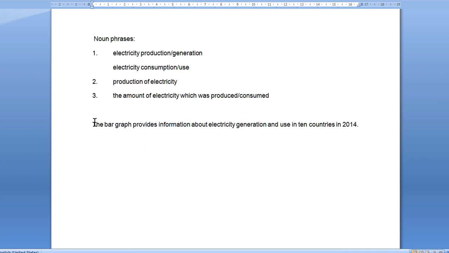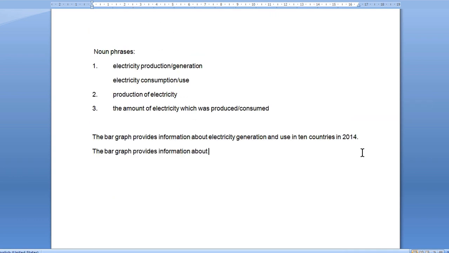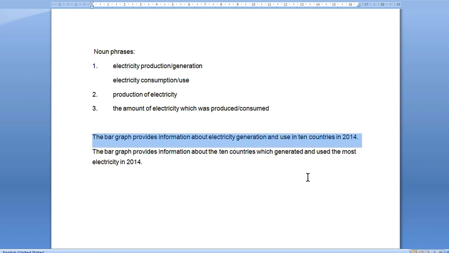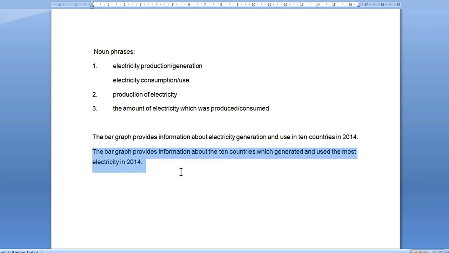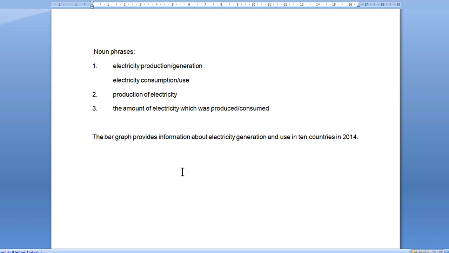So let me try another one. This one is slightly sort of band 7, 8 kind of paraphrase, I would say. The 10 countries which generated and used the most electricity in 2014. Because then we're saying the top 10, the 10 which used the most. So that includes the top 10 thing. But really, I think this is fine. It's not such a problem. Don't do this unless you're comfortable with doing it, because there we're using the relative pronoun. So I'm actually just going to delete that one. Paraphrase is not super important.